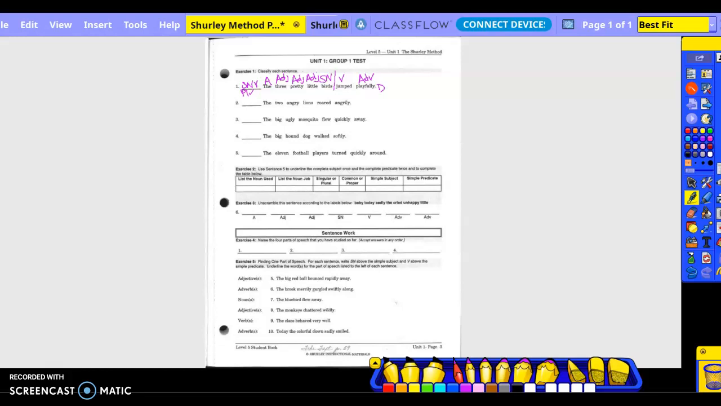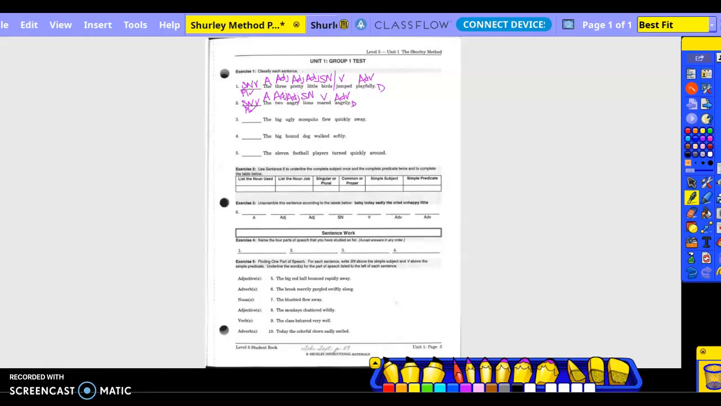Natural. Okay. Next sentence: The 2 angry lions roared angrily. So what roared angrily? Subject, noun. What is being said about the lions? Roared how? What kind of lions? How many lions? The pattern: subject, noun, verb, pattern 1, check. Period.